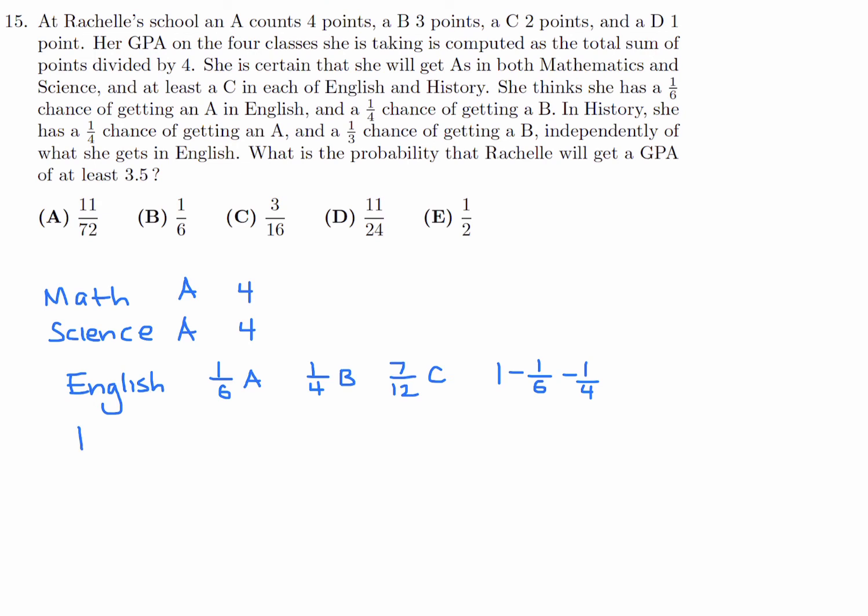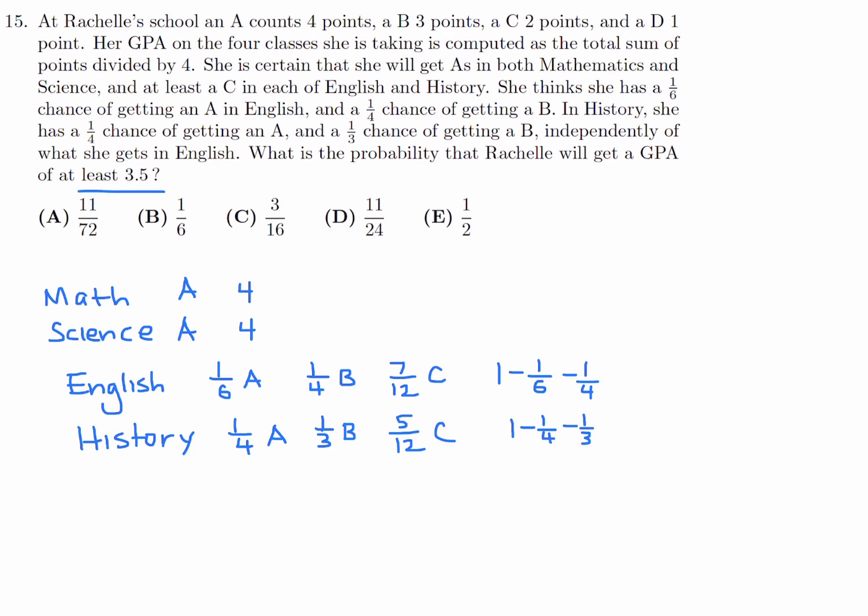And then history. History, she has a 1/4 chance of getting an A, 1/3 chance of getting a B, and then, of course, the C is going to be 1 minus 1/4 minus 1/3. They don't give us that. They make us calculate it. All right. So this is the full story here.